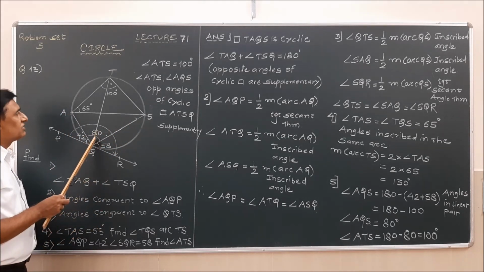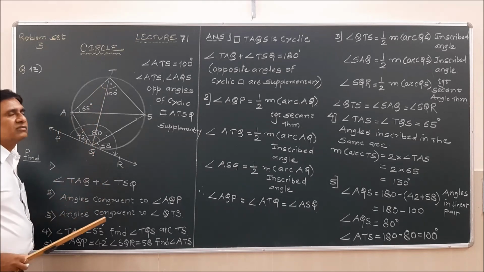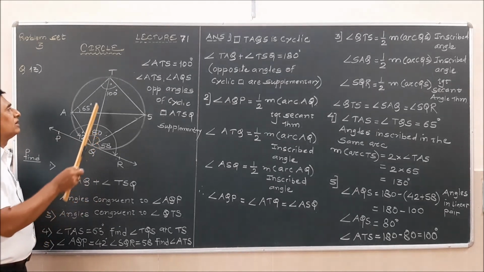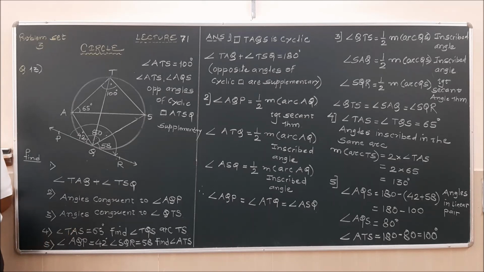If angle AQS is 80, then opposite angles of a cyclic quadrilateral are supplementary. Therefore, you will get angle ATS as 100. So here this question is finished. Let's do the next.